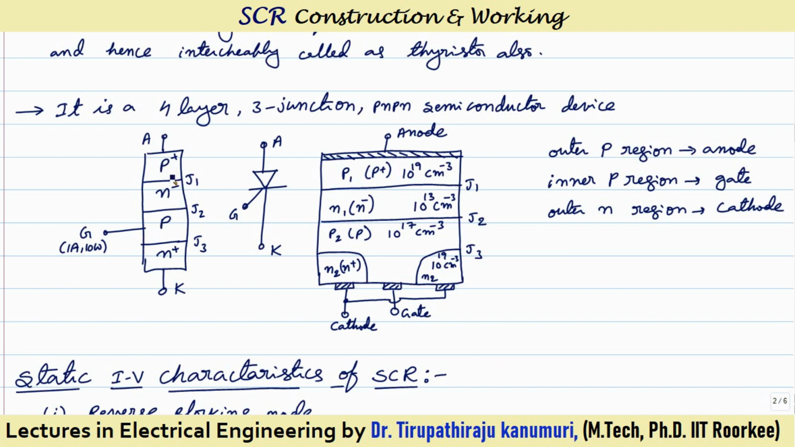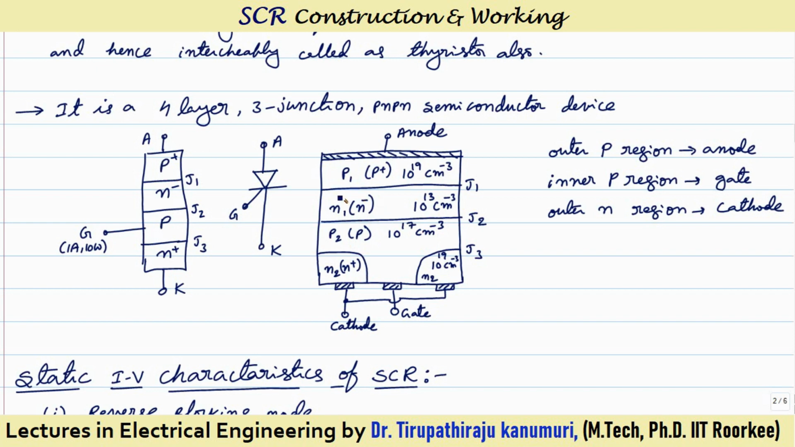Generally, the upper layer is heavily doped, and the doping concentration is mentioned here. It will be of the order of 10 to the power of 19 per centimeter cube. The next layer will be the N minus layer, where the minus indicates it is lightly doped, of the order of 10 to the power of 13 per centimeter cube. The next layer will be moderately doped, 10 to the power of 17 per centimeter cube. And then the outer layer will be heavily doped.